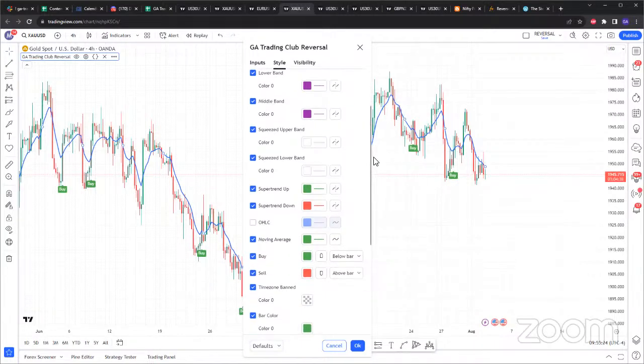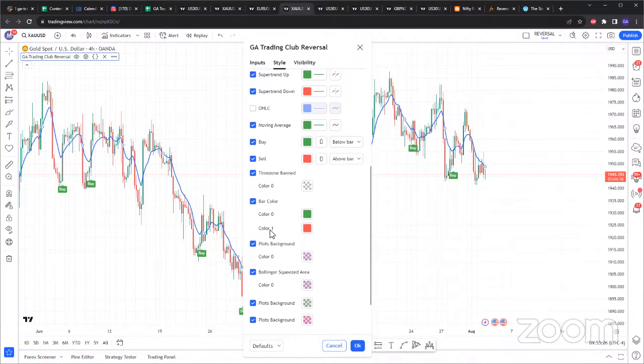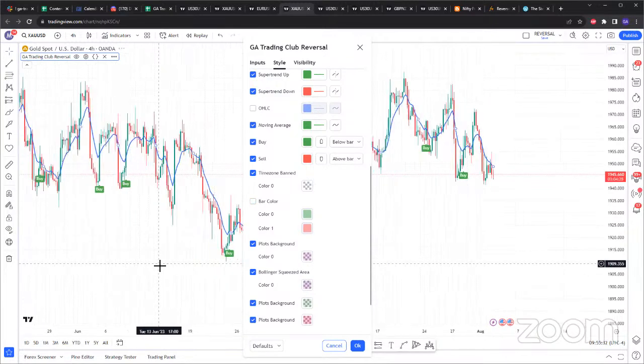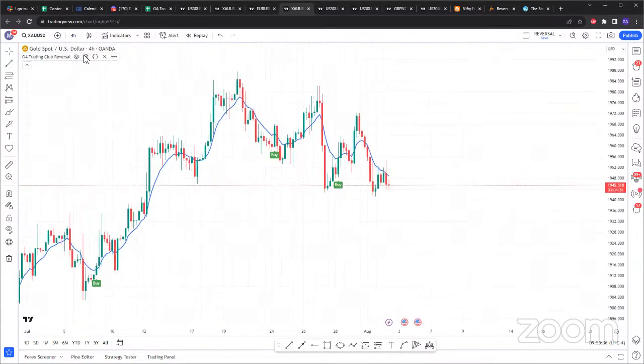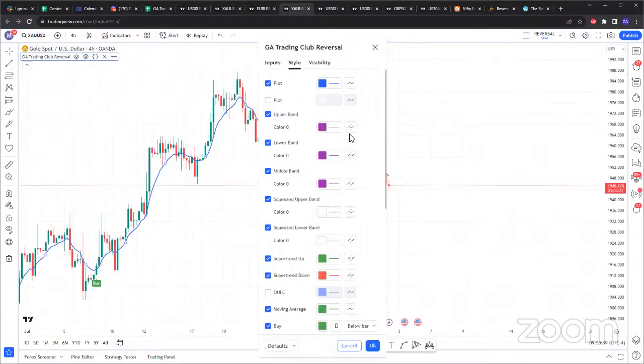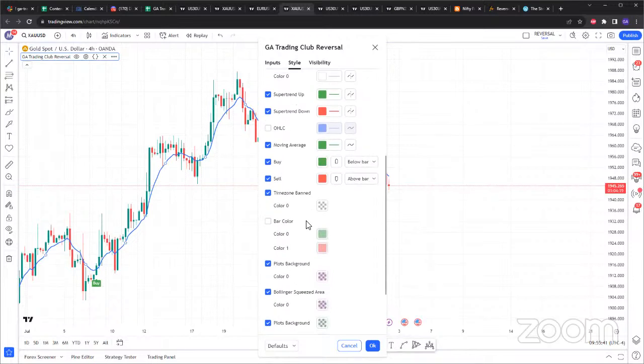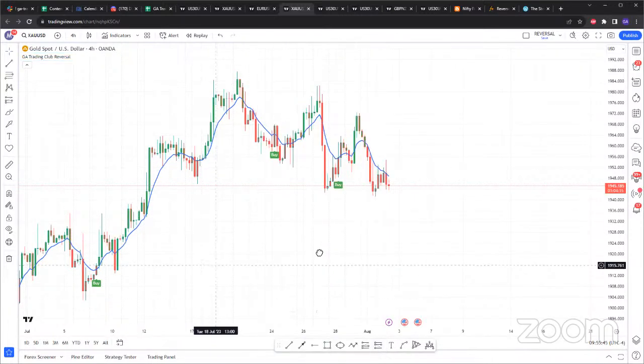Do I have to restart this? Okay, wait, actually, never mind, it does. So in the reversal, there's the bar color also. If you uncheck this, you'll see that the candles will be colored based off of their regular colors. But if you check it, you'll see that they'll be colored based off of when price is above or below the 9 EMA.